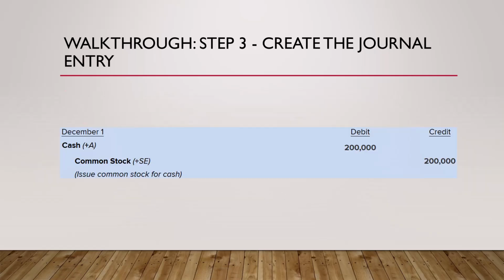Now we create the journal entry based on our analysis. We date it the 1st of December. We debit cash for 200,000 and we write a credit to common stock, indented, for 200,000. We include a brief description that we issued common stock for cash. Our debits equal our credits.